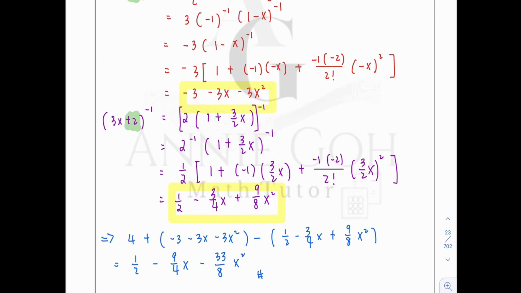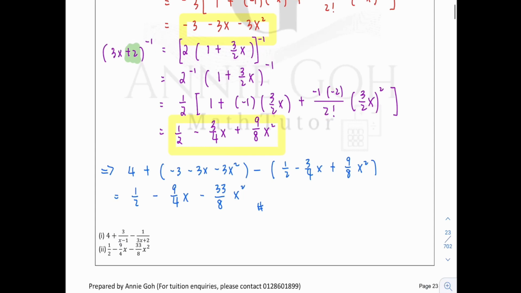Let's check the final answer. Have a look here. Half minus 9 over 4x minus 33 over 8x squared is exactly the same. Alright, so this is how we solve the binomial expansions problem. That's all for the lesson today. Thanks for watching.